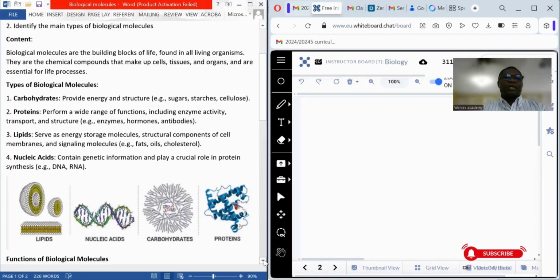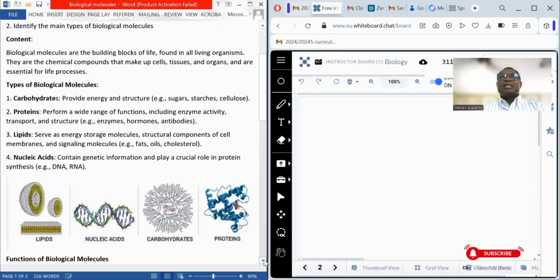Protein is another biological molecule which is basically involved in enzymatic activity of the body. They help in the transportation of materials around the body. Of course, they also help in building structures in the body of living organisms. Proteins are seen in enzymes, hormones, and antibodies. So they can also help us fight against germs and diseases.